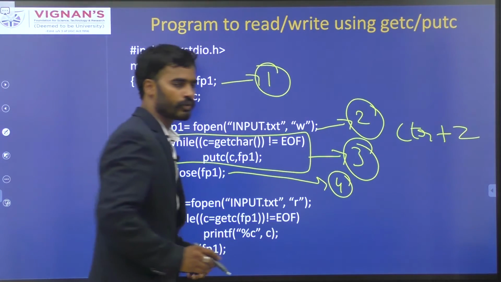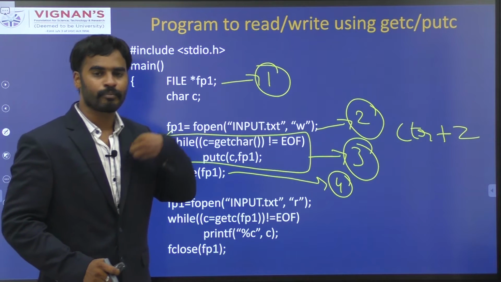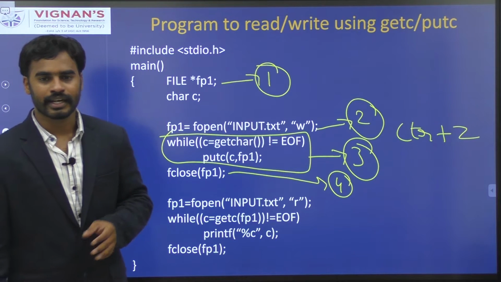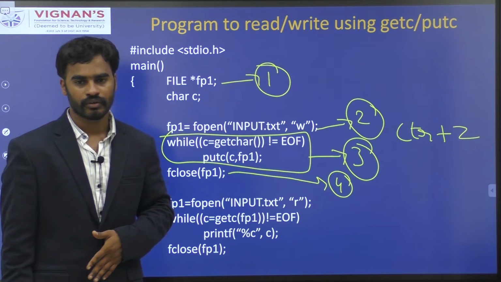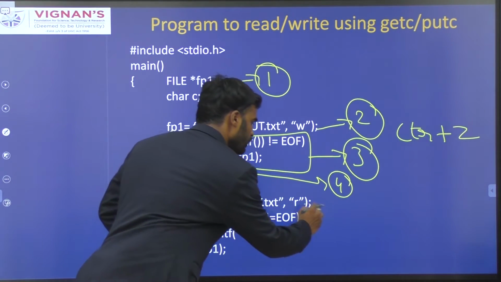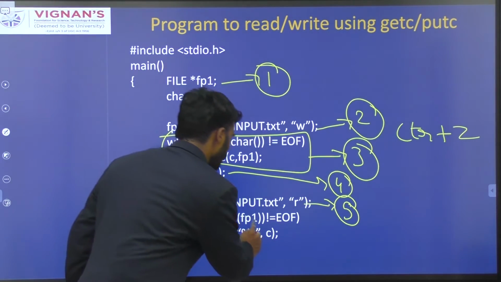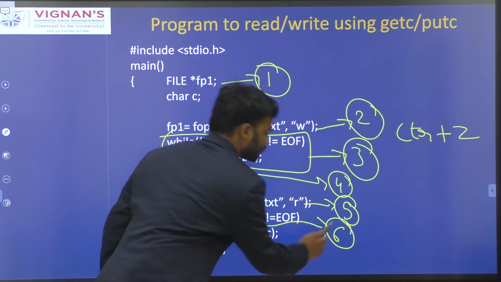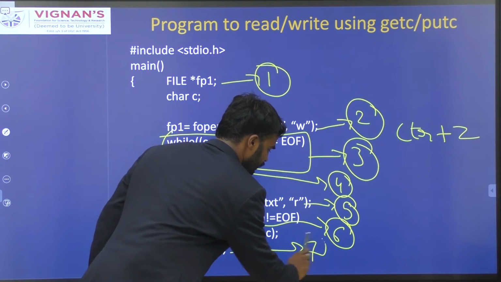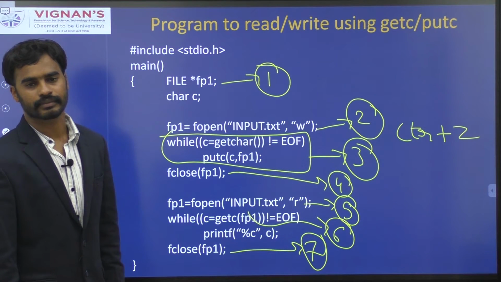So what have we done? We opened a file, we read the content from the console and put the data in the file, and closed the file. To check whether the contents are properly placed in the file or not, let's open the file in read mode and read the contents from the file one character at a time and put them on the console. Finally, close the file. So this is how you are supposed to do reading and writing of files.